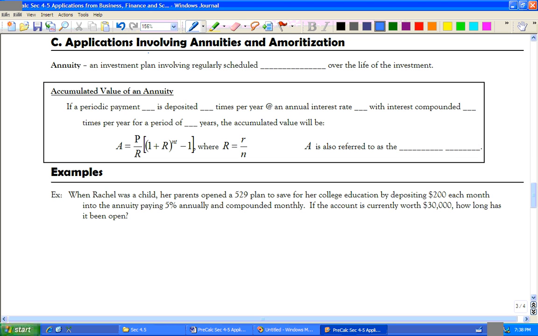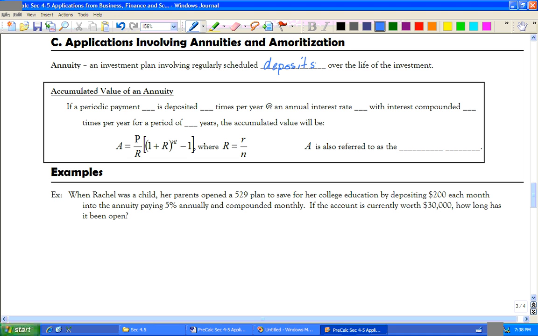Okay, in this section we're going to look at some applications involving annuities. An annuity is an investment that involves regularly scheduled deposits over the lifetime of the investment. So you saw in simple interest and compound interest, we just had an initial amount and we didn't add anything, we didn't take anything out, we just took all the interest and added that up.